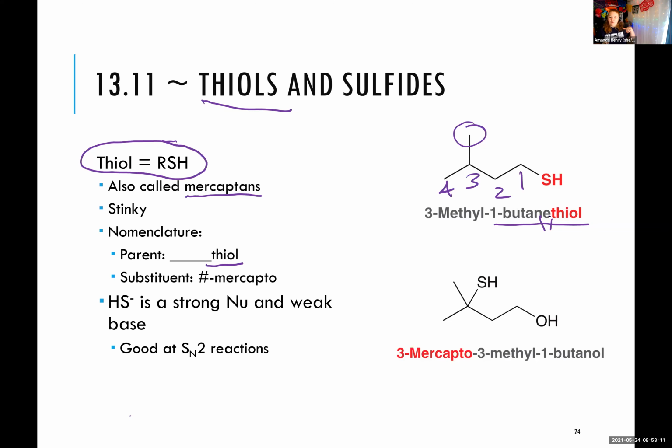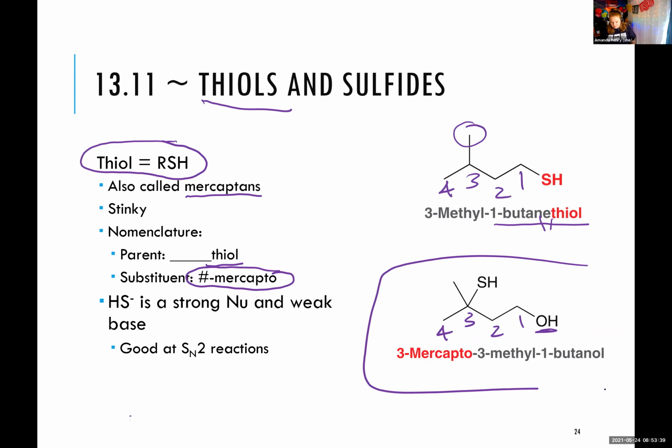Sulfurs go pretty low on our priority list in terms of our functional groups. And so if we have another functional group, which really the only other one we've really learned how to name are alcohols, if we have an alcohol on our chain as well, then we call our SH group, we call our thiol a mercapto. So here's the compound right here.